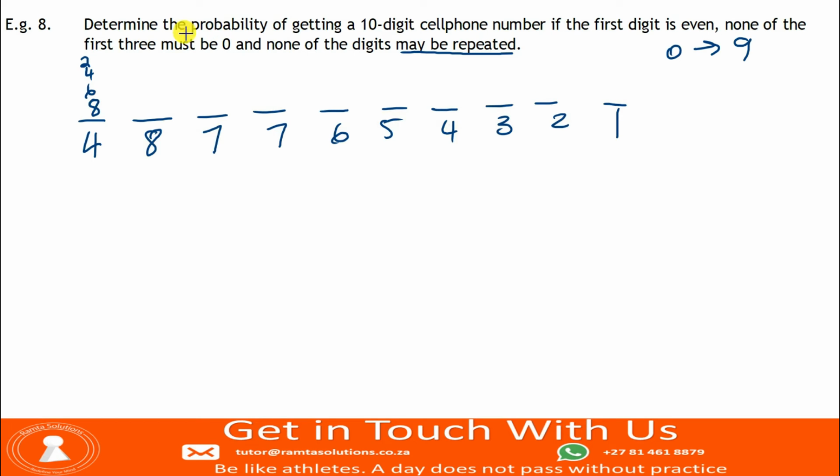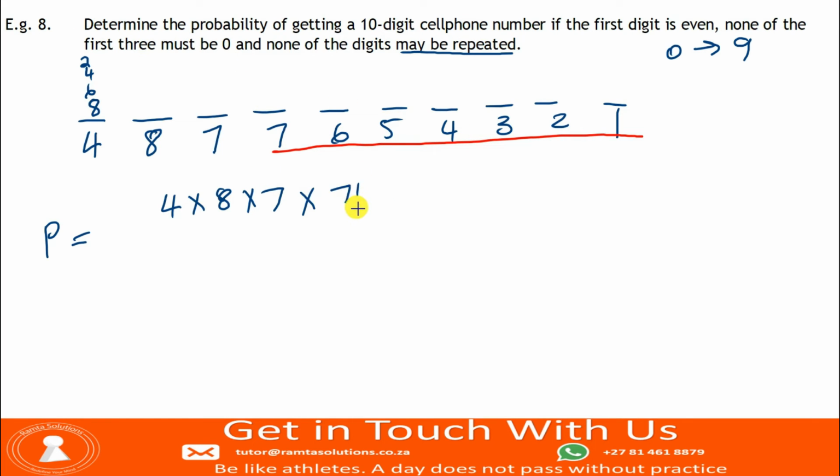Can you see that? Now, the probability of getting a 10-digit code is, let's see, it's 4 times 8 times 7 times... I'm sorry, I'm not going to be writing all this. Agree with me that this looks like 7 factorial, all over, how many places do we have here? We have 10. So all over 10 factorial. Okay? Perfect. Now, let's find our answer.